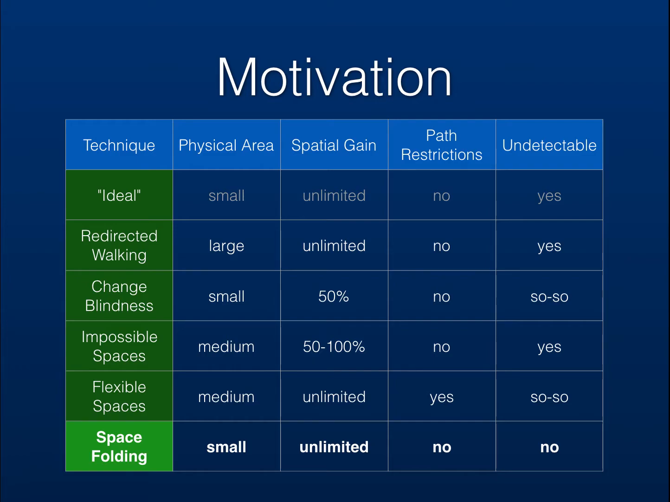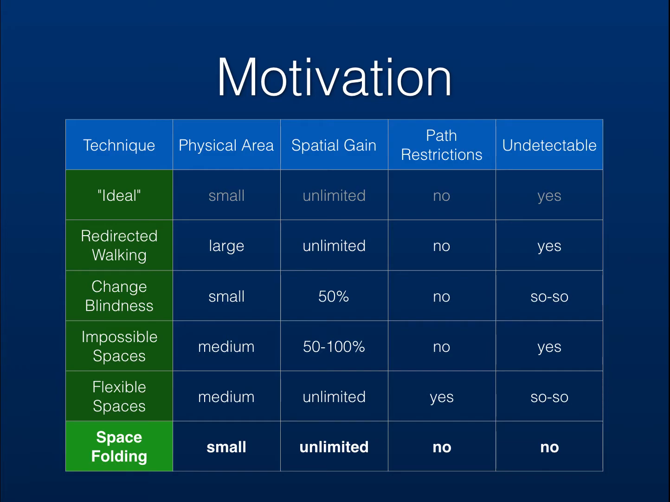Various approaches to spatial compression have been proposed and are summarized here, but all of them still require a quite large physical space, with the possible exception of change blindness, and that one provides only a modest spatial gain of about 50%. Some techniques also restrict the user to certain predetermined paths.